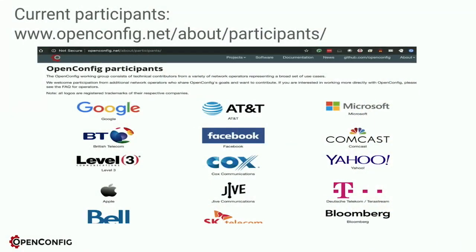The point of this slide is not to say, hey, look, big companies, big names, you should like it too. Who cares about that? It's actually more to highlight who's not on this slide. Who's not a participant in the working group, who doesn't have a say in what the API should look like? If you haven't noticed, that's vendors. They are not participating in OpenConfig.